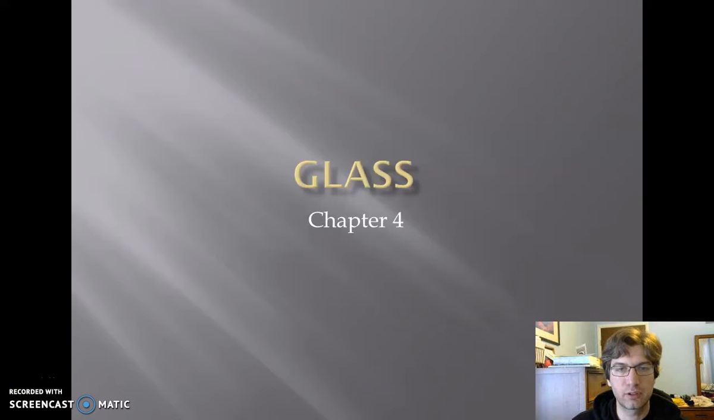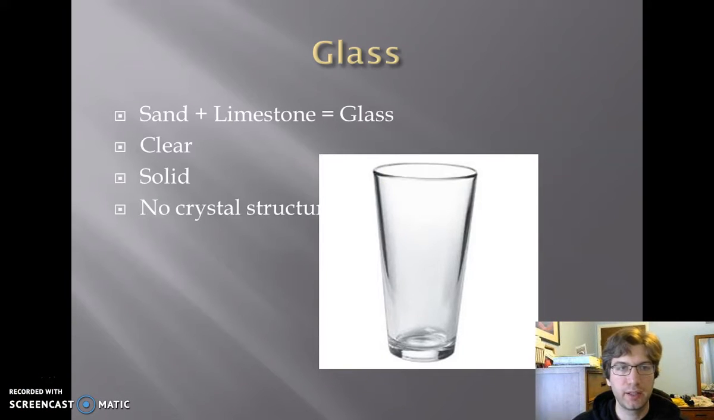Up next is glass. Glass is going to be an amorphous solid, so this does say no crystal structure to it, so it is amorphous. Keep that in mind. Glass is pretty much just sand and limestone and maybe some other materials to give it different properties. But you are going to get certain things that all glass have in common. It is all going to be somewhat clear, depending on what other things you throw in there, and it's always going to be a solid.